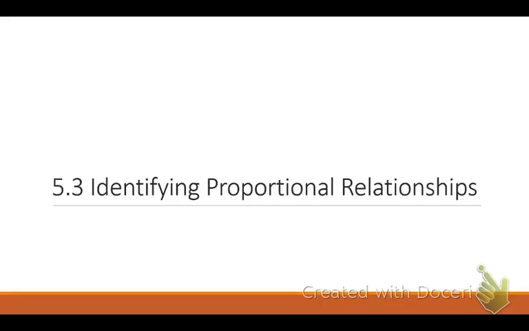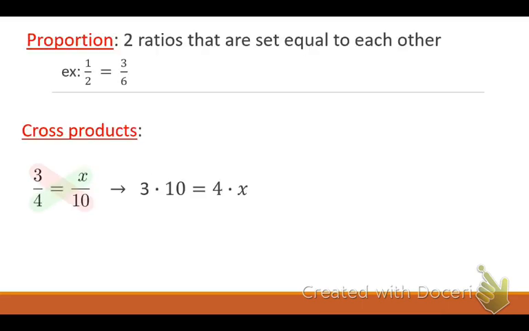Today we're going to start 5.3, identifying proportional relationships. So that first word that you saw there, we're going to go ahead and write down this definition, what a proportion is. As you can see, a proportion is two ratios that are set equal to each other. So as you can see, 1 is to 2, or 1/2, equals 3/6.